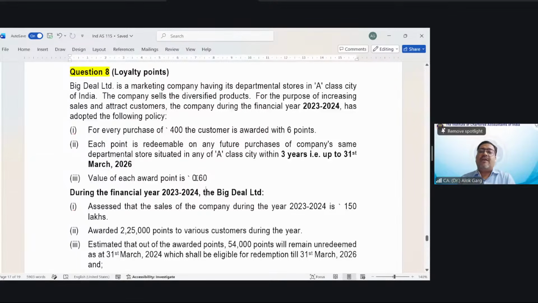The value of each reward point is 60 paisa. The fair value of a reward point is given. For example, if you have 1000 reward points, you will get purchases of 600 rupees.